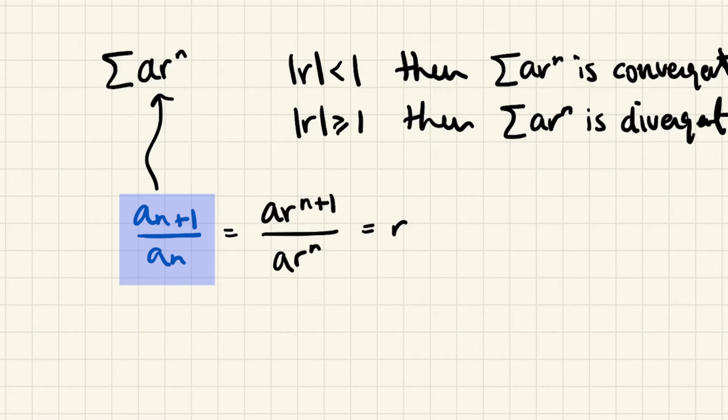And in fact, if we get something less than 1, we have a convergent series. And if we get something greater than 1, we have a divergent series. And that's the ratio test. That's all the ratio test is doing. And it's exceptionally powerful.